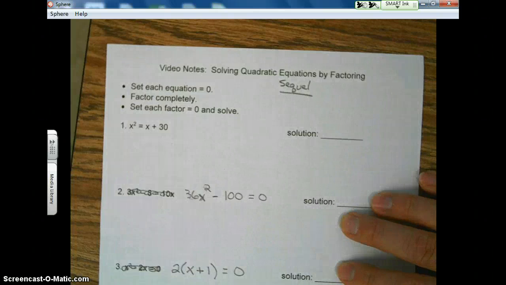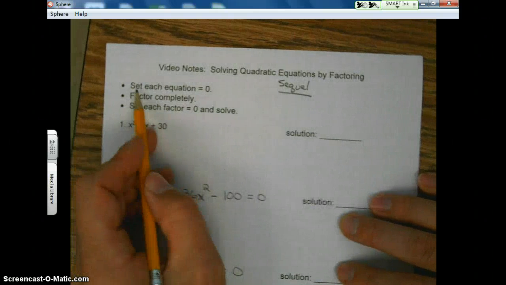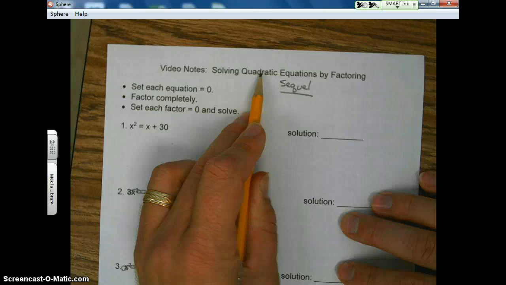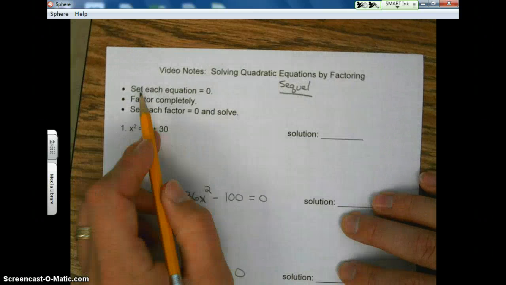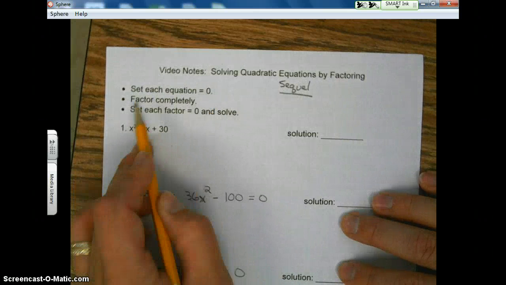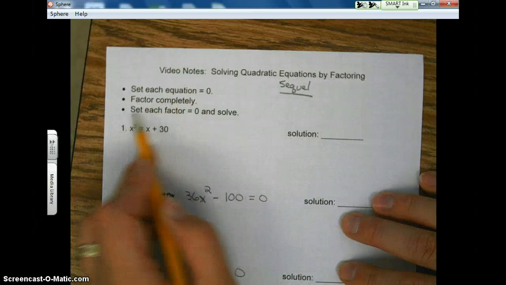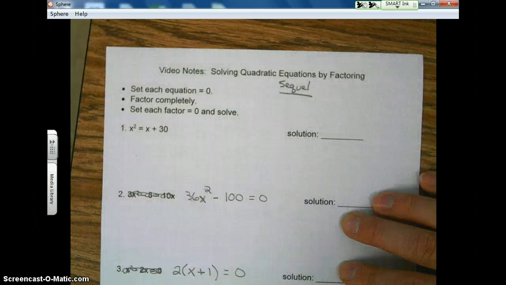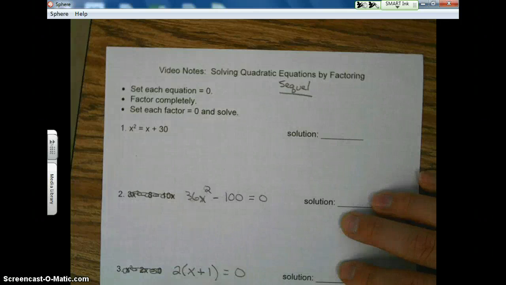So, here we go. In case you've forgotten, to solve a quadratic equation by factoring, you must set each equation equal to 0, factor completely, set each factor equal to 0, and solve. So there's your 3 steps in case you forget.